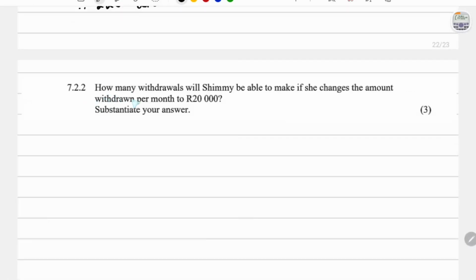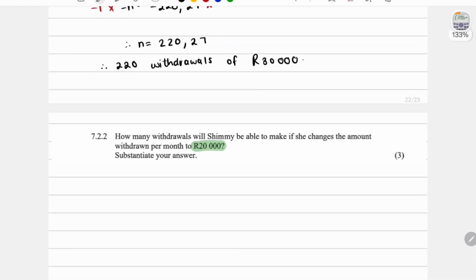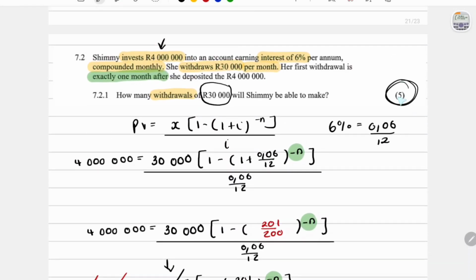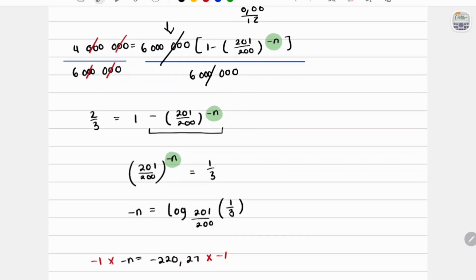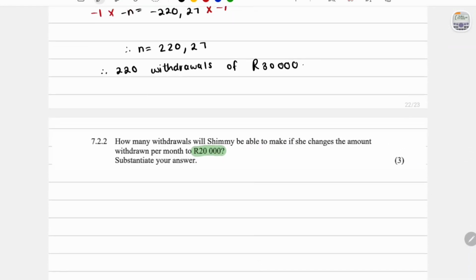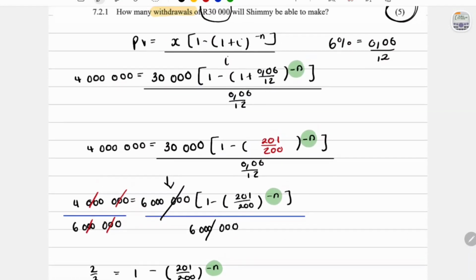And we move on to the next question. Question 7.2.2 says, how many withdrawals will Shimmy be able to make if she changes the amount withdrawn per month to 20,000? So we're just changing the 30,000 to 20,000. Substantiate your answer. So we also have to give some sort of reason, and this is for 3 marks. Remember that the previous one was for 5 marks. So don't stress yourself and start from scratch. Just start from a point where you can simplify.